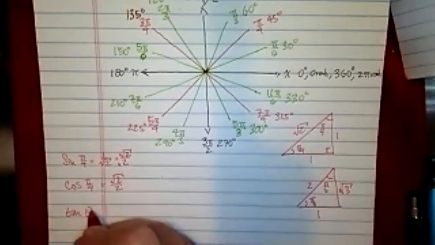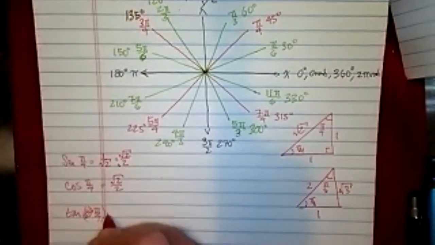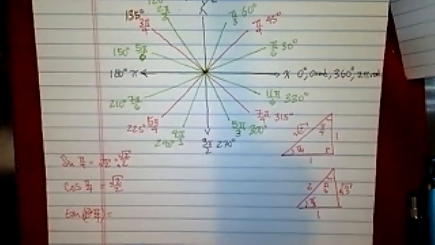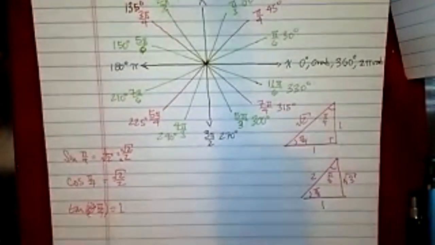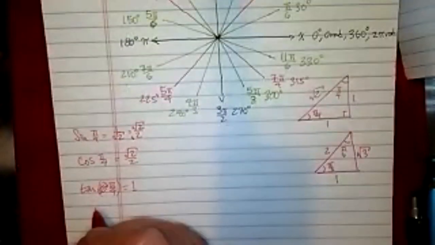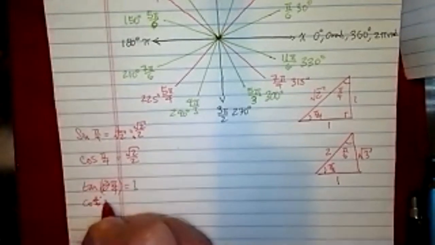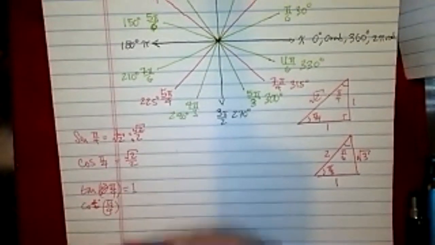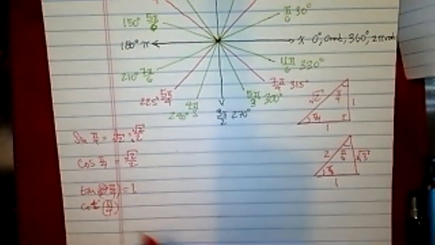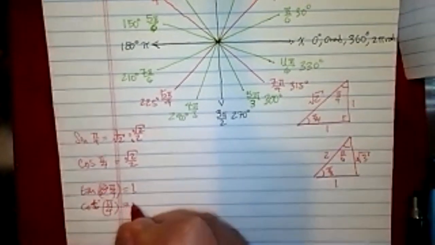Tangent theta, oh, sorry about that. Tangent pi over 4 is equal to opposite over adjacent. That's 1 over 1, so that's just 1. We can do cotangent of pi over 4. Now, cotangent's the opposite of this, so it's adjacent over opposite, so it's 1 over 1, but it's upside down.